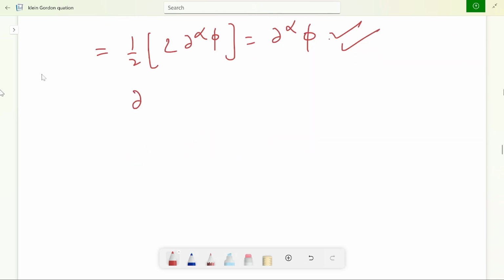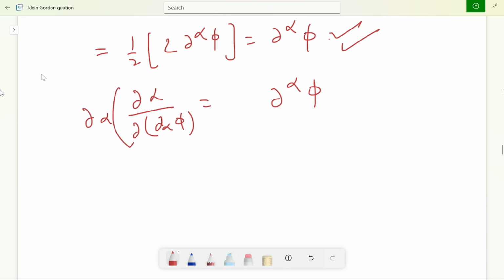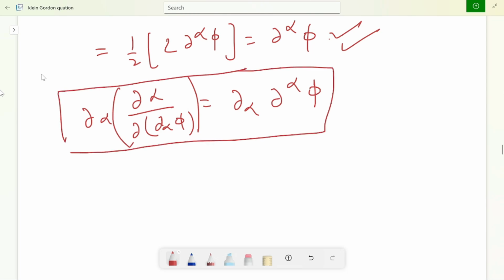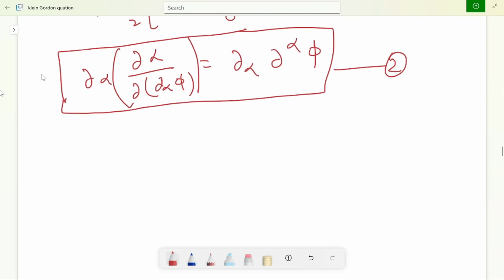So we come to the conclusion that dL by d(d alpha phi) becomes d alpha phi, and if you remember the Euler-Lagrange equation, we also had to take the derivative with respect to d alpha of this whole thing, which just becomes this, right? So I'll mark this equation as equation number 2. And now if I should write down the equation first also. The equation first was just minus m square phi, right? And this was dL by d phi is equal to minus m square phi.